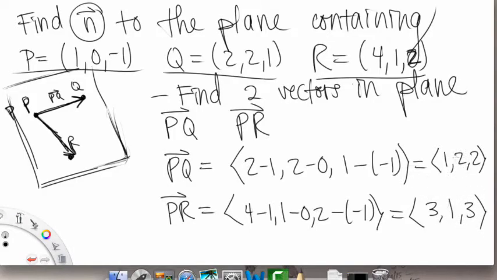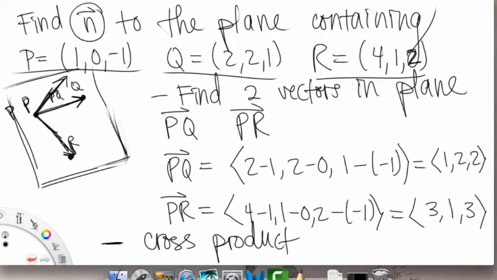So we found two vectors. We're halfway through, and now all we have to do is the second step to find the normal vector, which is to take the cross product of those two. By taking the cross product, we obtain a vector that is orthogonal, or perpendicular, to both PQ and PR. So this is the normal vector we're going to get. I'll continue this on the next slide.